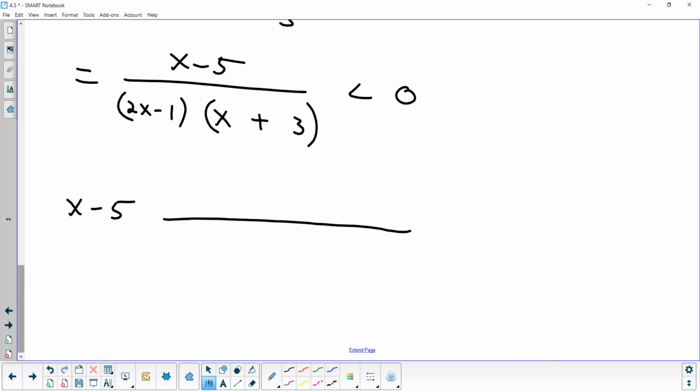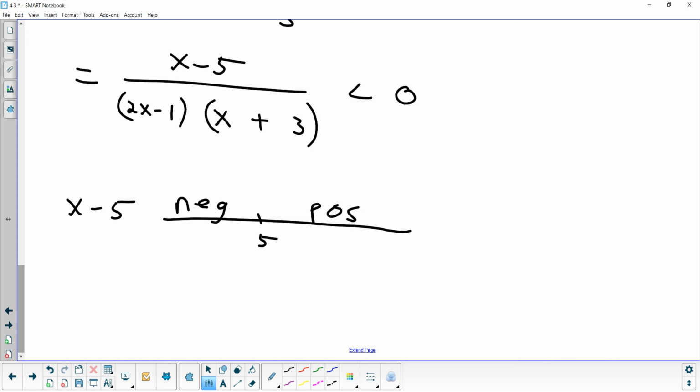What's the root of x minus 5? 5. What if you plug in numbers smaller than 5? What do you get in x minus 5? Positive or a negative? Negative. What if you plug in numbers bigger than 5? What do you get? Positive. All right, so now I know where that one is positive and negative.